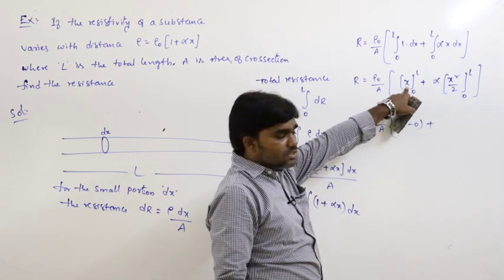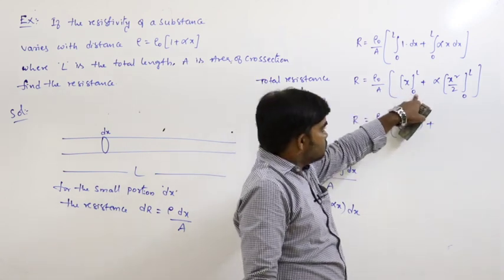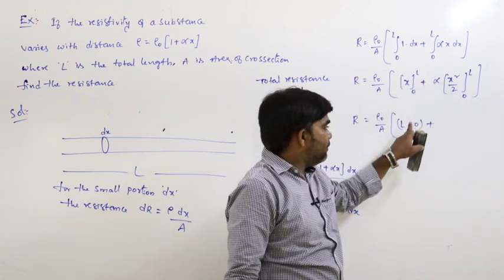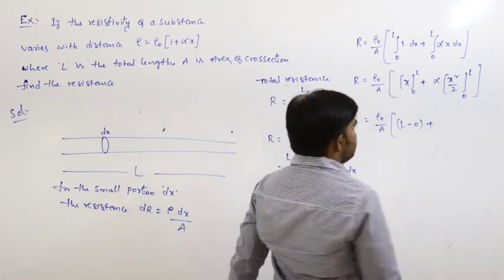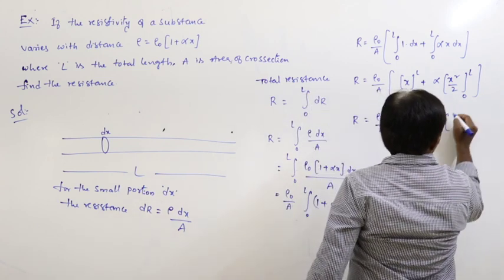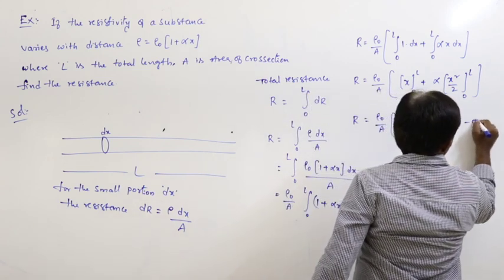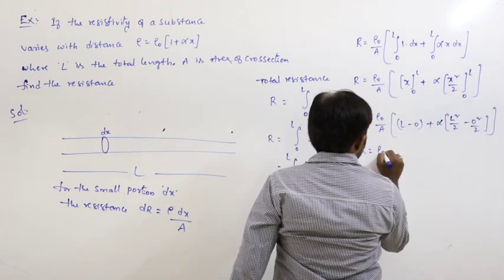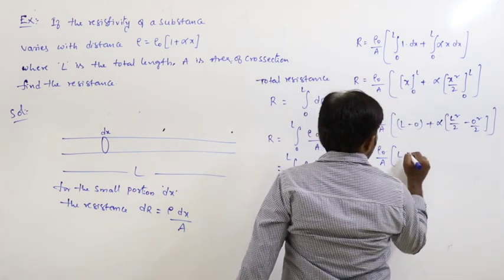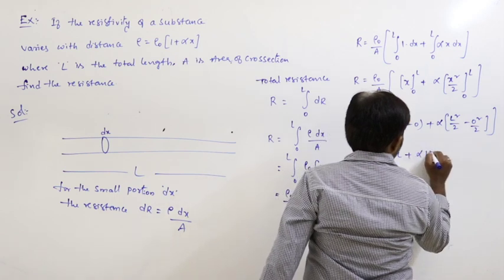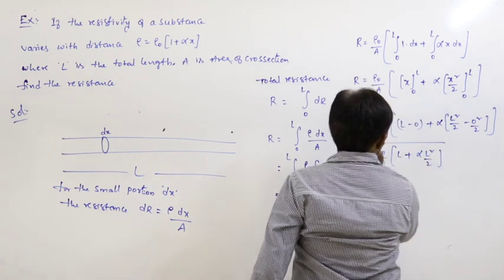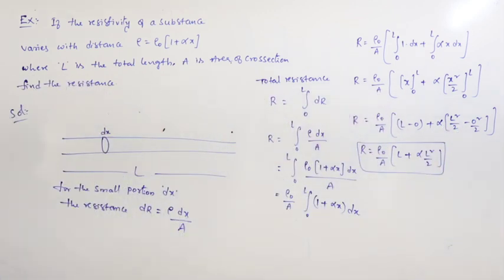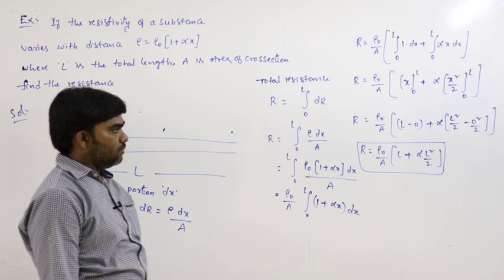Therefore R is equal to rho naught by A into, first substitute upper limit minus lower limit. In this situation the variable is x, so 0 is the lower limit and the upper limit is L. First we substitute upper limit minus lower limit, and alpha into upper limit L square by 2 minus 0 square by 2. So therefore R is equal to rho naught by A into L plus alpha L square by 2. This is the resistance.